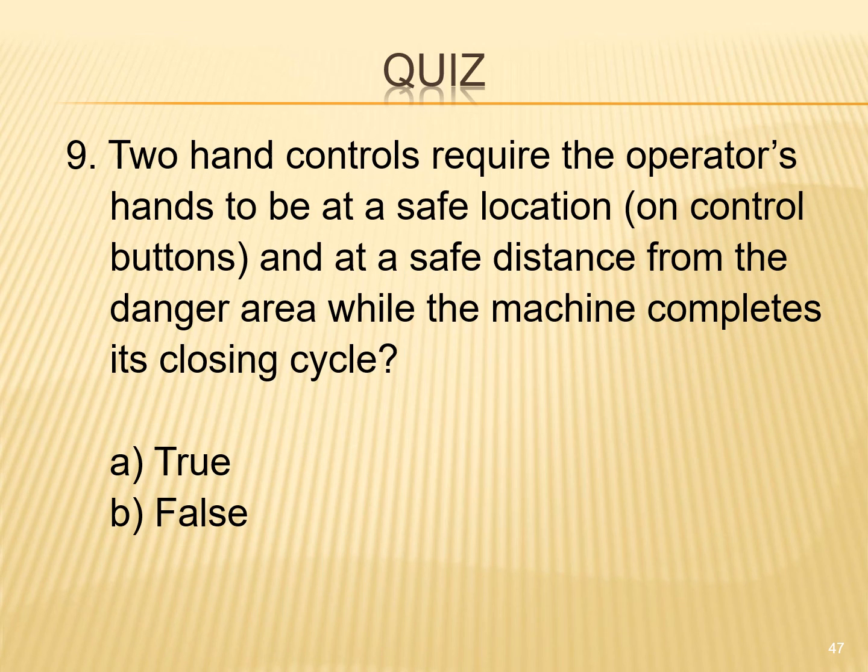Question 9. Two-hand controls require the operator's hands to be at a safe location on control buttons and at a safe distance from the danger area while the machine completes its closing cycle. A, true, B, false.